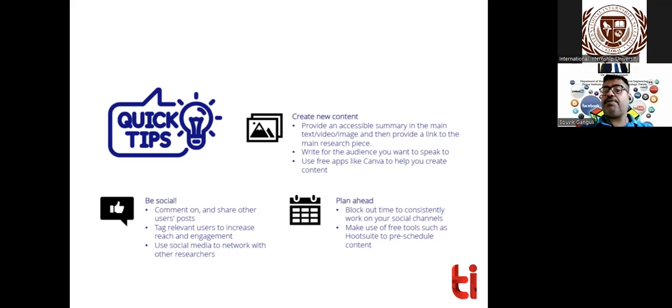And of course, you have to plan ahead how to go about it. It's not that acceptance has come at random and you are immediately thinking about it. So you should plan ahead. You should block out some time to consistently work on your social media channels, right? There are also free tools available, like Hootsuite, another free tool which is available for pre-scheduling your content. So this is how we can be social, create some new content for our followers, and plan properly so that our research impact increases.